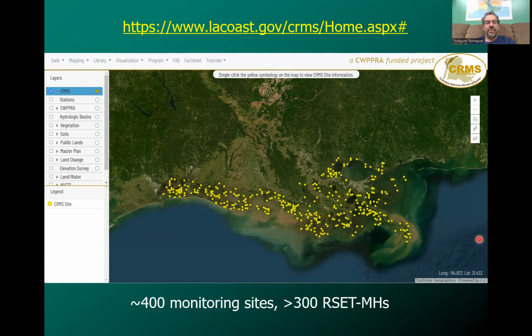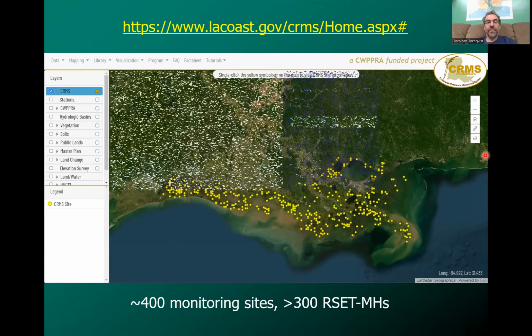If you're interested, here is the link to the CRMS system. One of the really nice things is that all the data are publicly available for anyone to download and to play around with. And it's a really tremendous resource. In the interest of time, I'm not going to take you there, but I would encourage anyone who's interested to go and have a look.